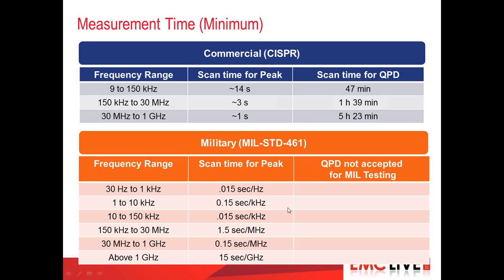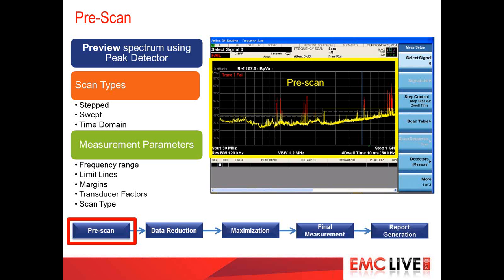So step one, according to CISPR, is to do a pre-scan. The pre-scan is basically taking a preview of the spectrum using the peak detector. The peak detector is going to give you the fastest sweep time compared to quasi-peak and average, because we're just picking the peak value out of that bin and moving on.